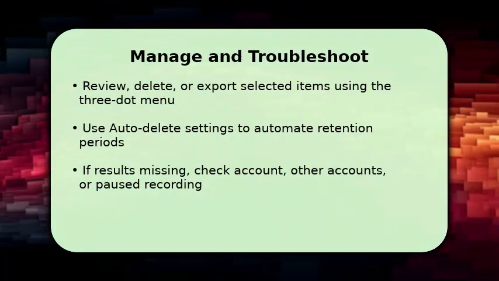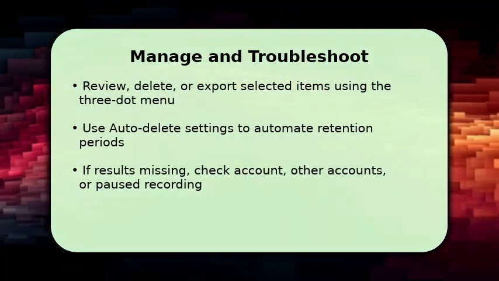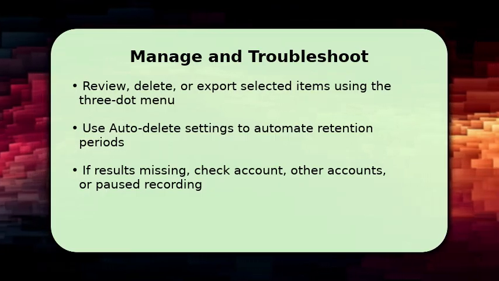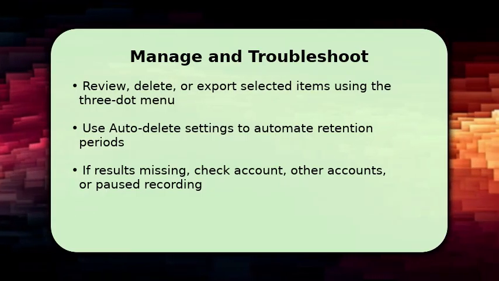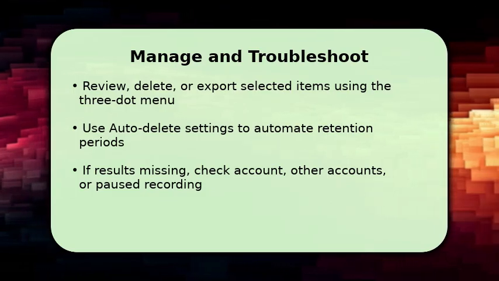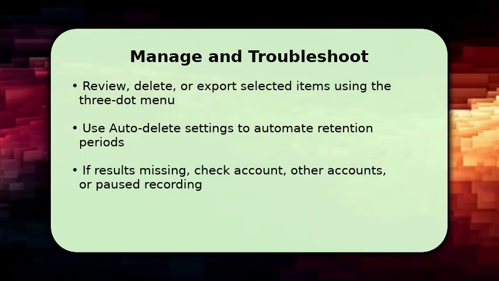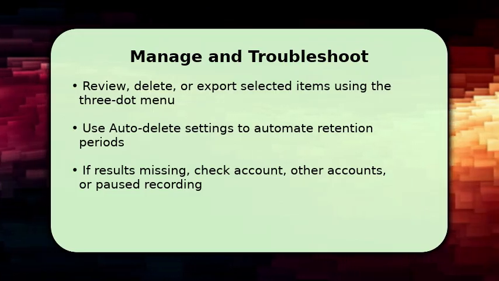Finish by reviewing matched items and taking action. Click the three-dot menu on any entry to delete, view details, or export data. To keep history tidy, set auto-delete for 3, 18, or 36 months so older items are removed automatically.